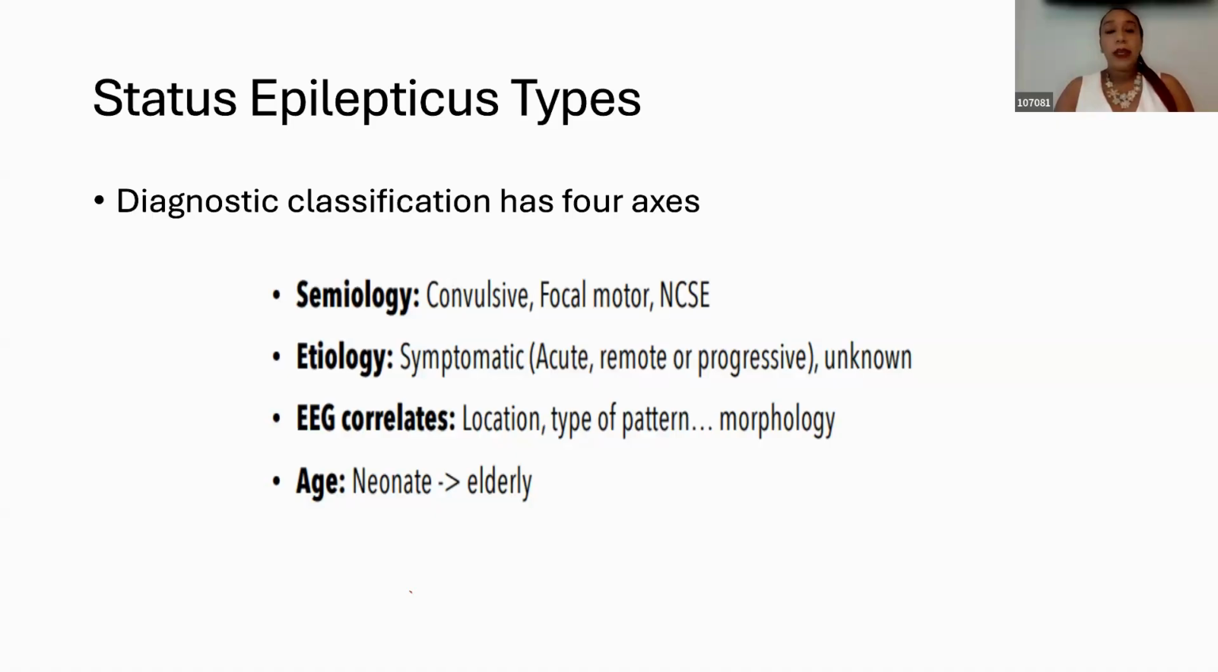And the etiology could be an acute trauma, like they've had a brain bleed, or it could be something remote, like they've had a prior stroke. And I know it's hard in the country that we're in, Ethiopia, to get EEGs readily, but knowing on the EEG the location, the type of pattern, the morphology kind of helps us to determine how aggressive we need to be in treatment. And also the age of the patient, the medications we use in a neonate versus an elderly patient are very different.